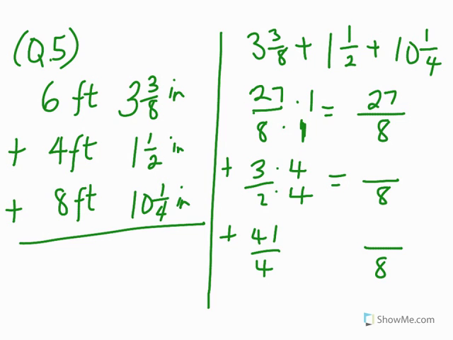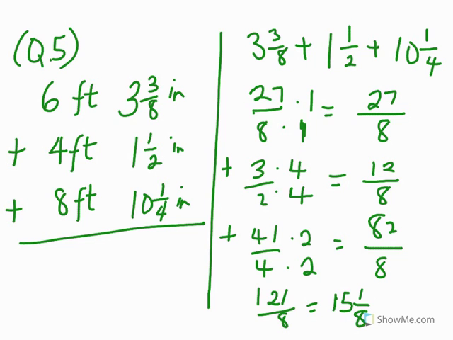So 3 times 4 is 12. So 12/8 is an equivalent fraction of 3/2. What will you do to 4 to give you 8? You multiply by 2. The equivalent fraction of this will now be 82/8. So when you do that, you have 121/8 when you add it up, and it gives you 15 whole number 1/8. If you convert it back to a mixed number, so 15 1/8 inches.